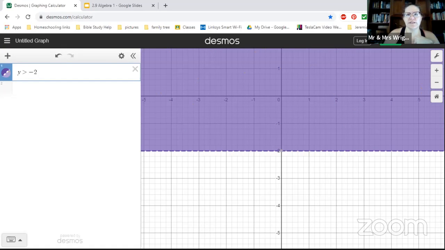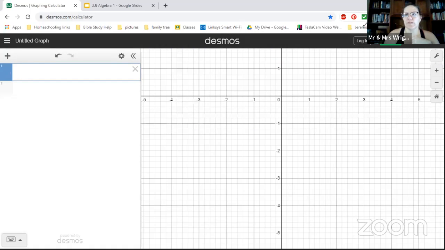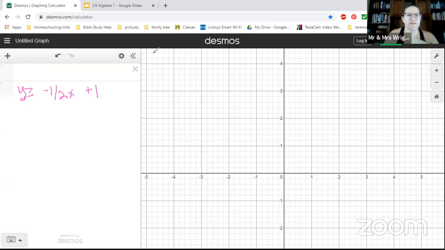All right, our next equation that we had, let's clear this, is y is greater than or equal to negative 1/2 x plus 1. Okay, we know that our y-intercept is 0, 1. So we're going to plot that point first. 0, 1 is this point right here.